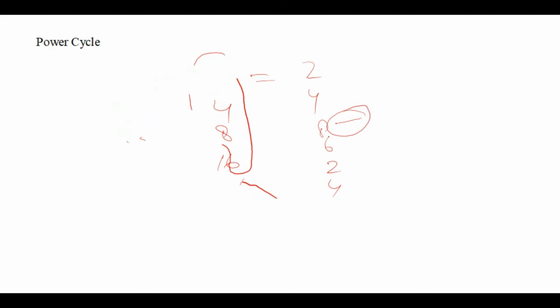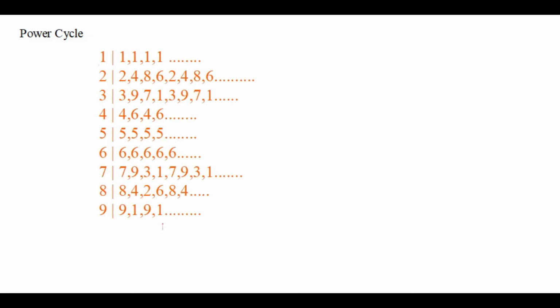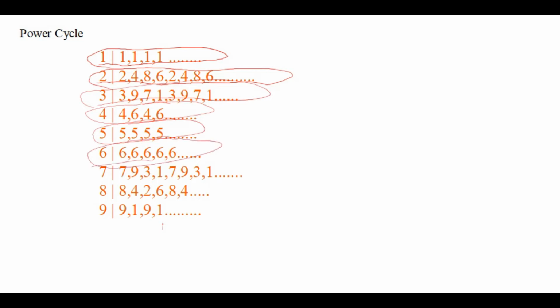Any number repeats when it is subjected to power. When it is in the power and multiplying the power, it repeats in a cycle. For example, you can see that there is a table. The cycle of power 1 is going on, the cycle of 2 is going on, 3 is also going on, 4, 5, 6, 7 are also going on. It is repeating after some limit. So this is the dynamics of power cycle.